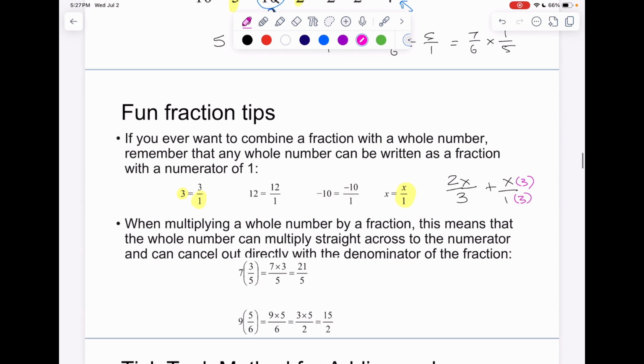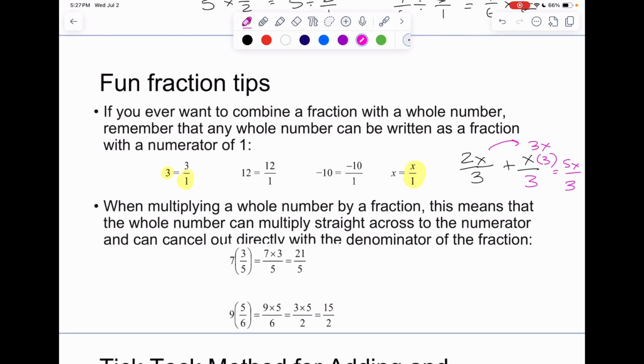And then we can simplify. So this top here becomes 3x. And the bottom here, well, 1 times 3, that's just 3. So I have on the top 3x and on the bottom 3. And then I can add the tops together now that we have a common denominator. And that will give me 5x in the numerator. And the denominator stays the same. We'll put a little 3 down there. So you can see why that would be useful, if you're combining a whole number with a fraction, to put it over 1.